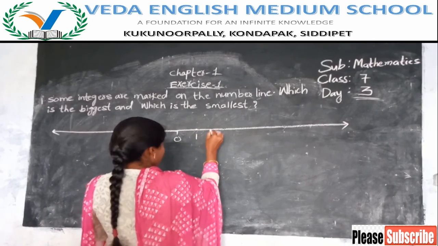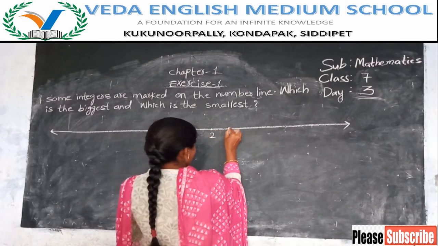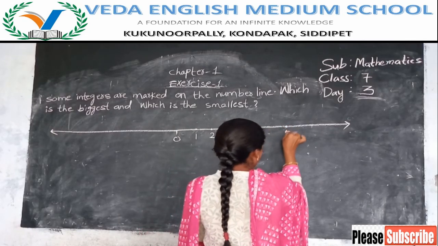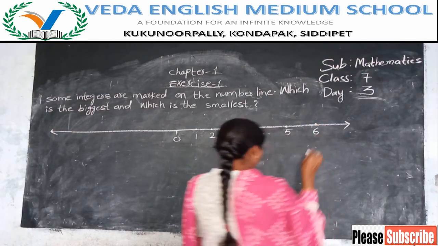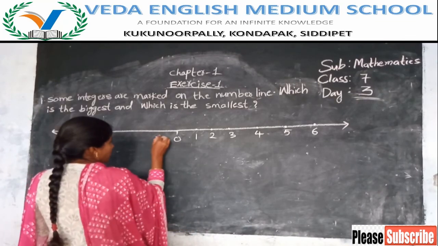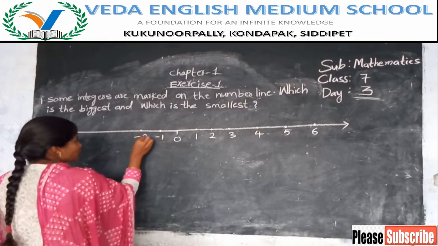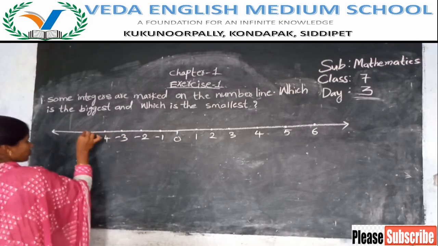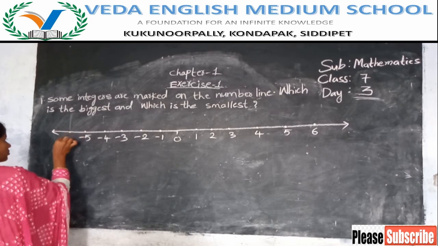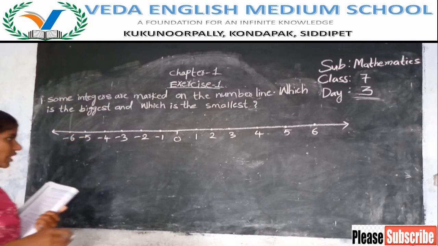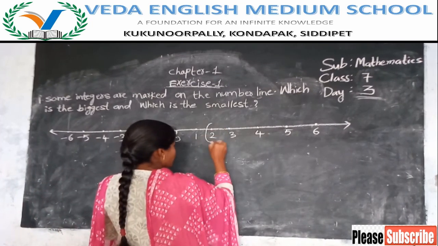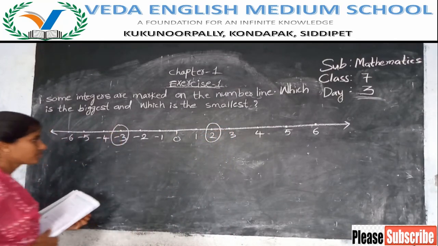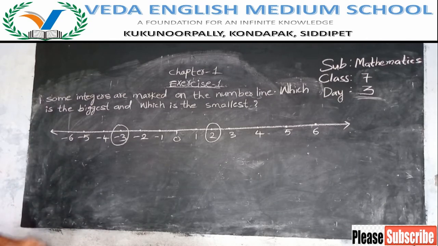1, 2, 3, 4, 5, 6. Next, -1, -2, -3, -4, -5, -6. Now they have given a circle for 2 and a circle for -3. Now the question has completed. Now see the solution.